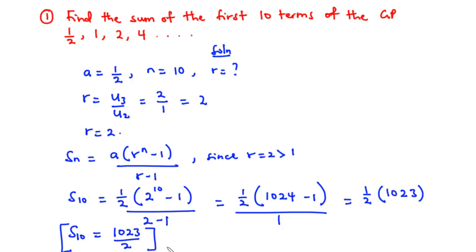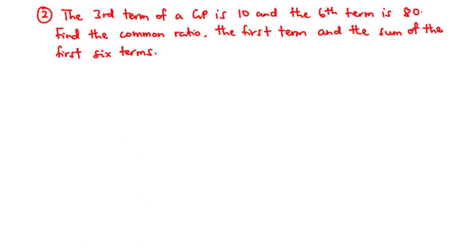Let's solve another example on this. Now to example 2. The third term of a GP is 10 and the sixth term is 80. Find the common ratio, the first term, and the sum of the first 6 terms.